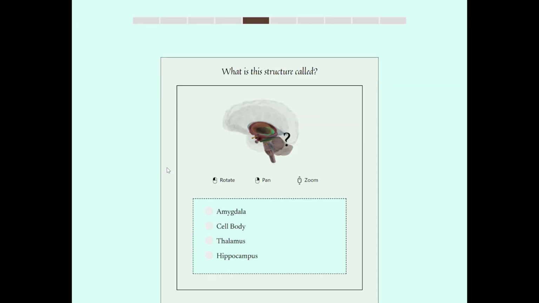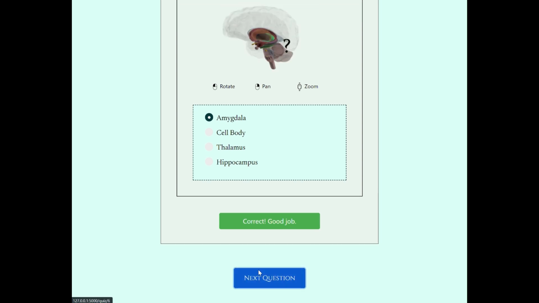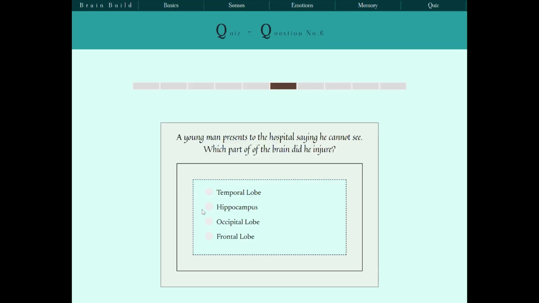What is this structure called? It looks like the amygdala, right? Yeah, okay. The young man in Princess Hospital says he can't see. Which part of the brain did he injure? Occipital lobe.